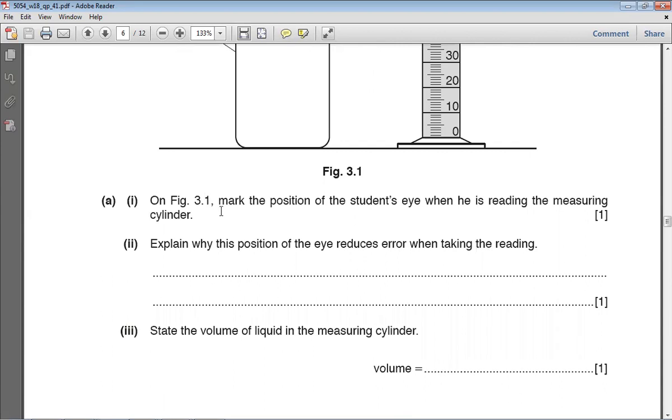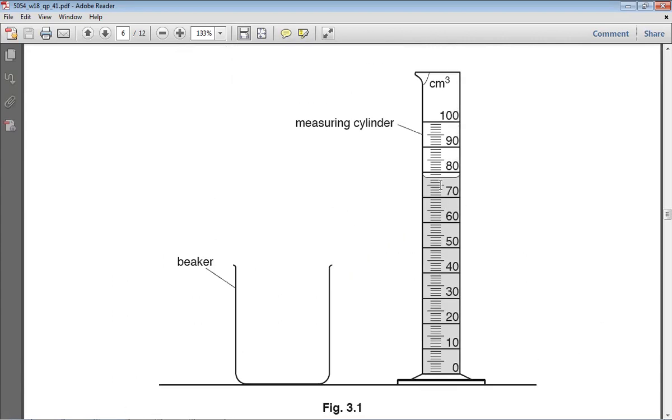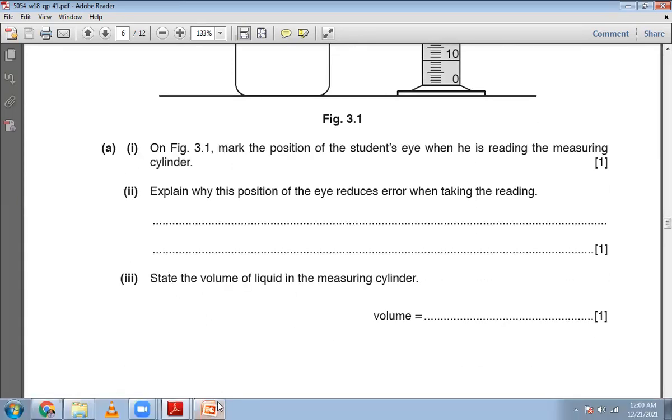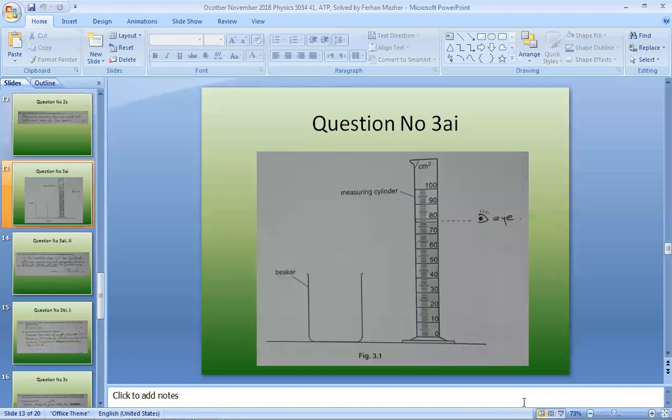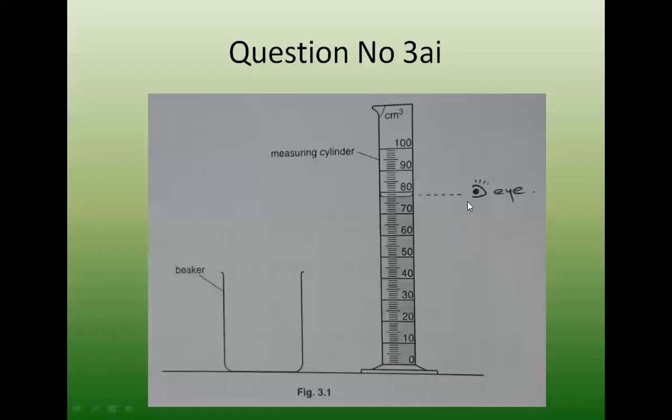On figure 3.1, mark the position of the student's eye when he is reading the measuring cylinder. The position of the eye should be on this level. Okay, this is the lower meniscus, it should be on that level. So let me show you. I have drawn that. Okay. So you can see that we have drawn the eye at the level of the lower meniscus. The eye should be leveled here.